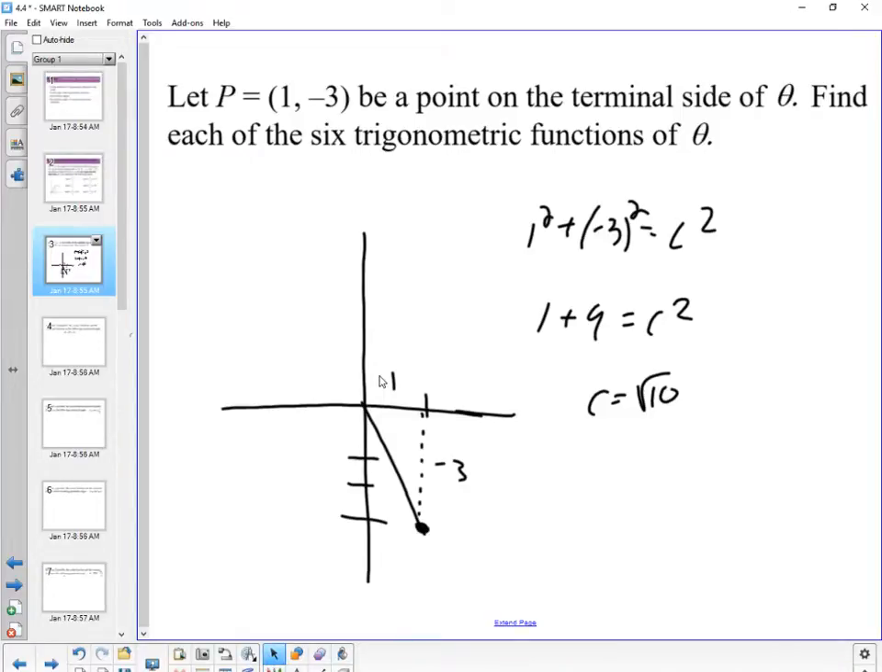Square root of 10. So now I can start writing my trig functions. Okay? So I don't know what theta is, just an FYI. This is theta, right? Because I had to rotate that many to get to that point. It's always going to be the big one, the one on the outside, because you always start at 0 and then you rotate around to get to there. In this, if I went the other way, it would be a negative angle.